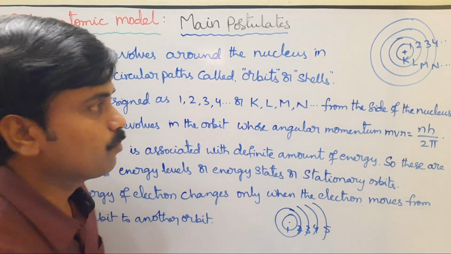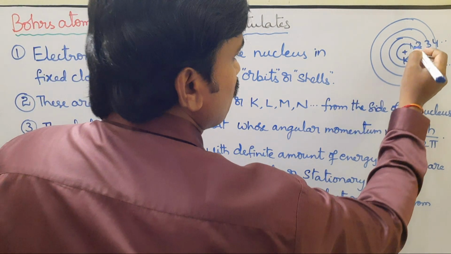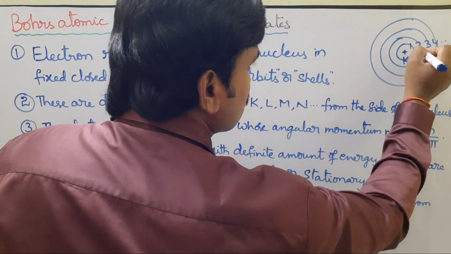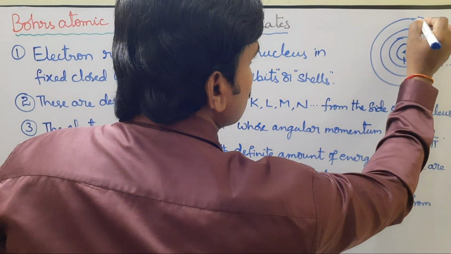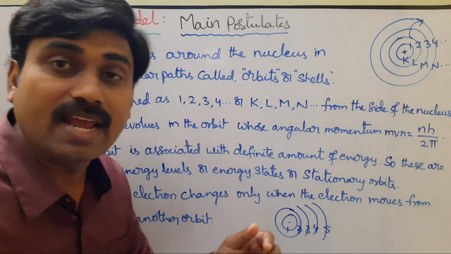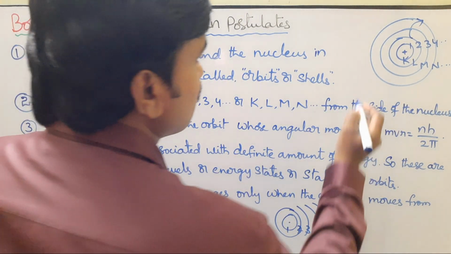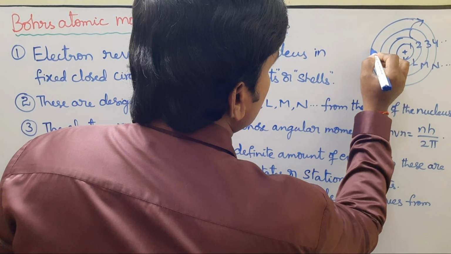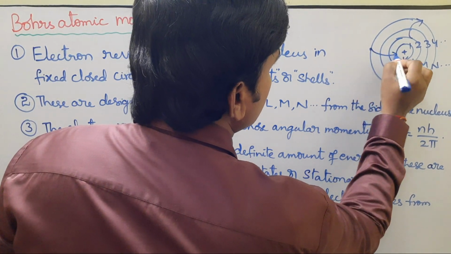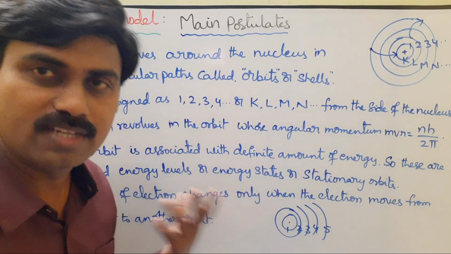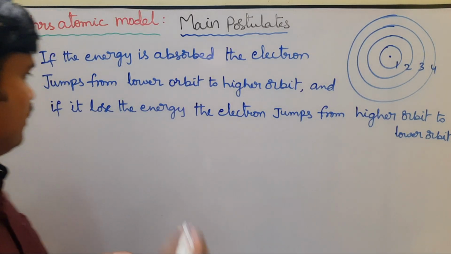It means, suppose an electron is revolving in the second orbit. If the electron jumps from the second orbit to the fourth orbit, its energy changes. Suppose the electron jumps from the fourth orbit to the first orbit, its energy changes. That is the point.